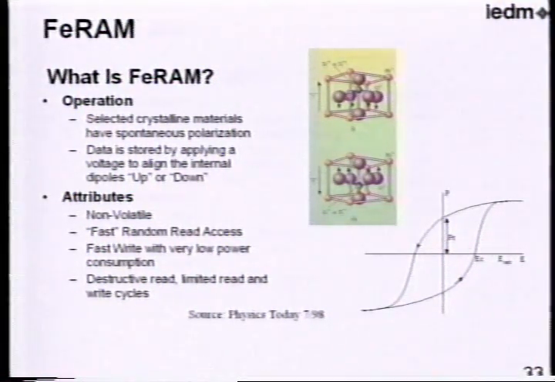It has a fast read access in the order of nanoseconds. And the power is low in terms of nanojoules in read, a little higher in the write cycle. But it is fast write and read.